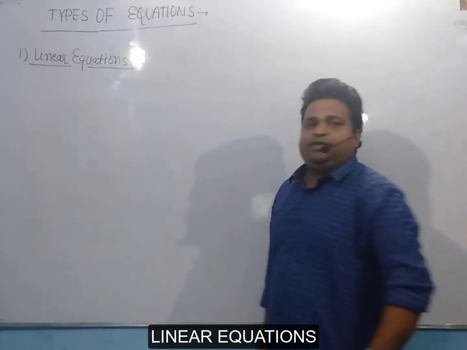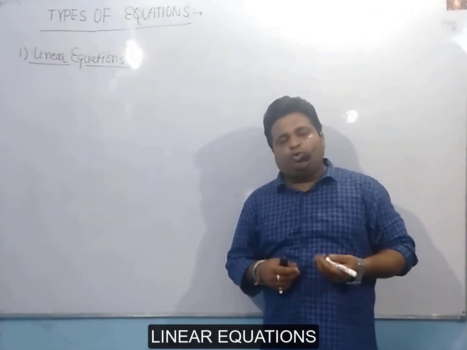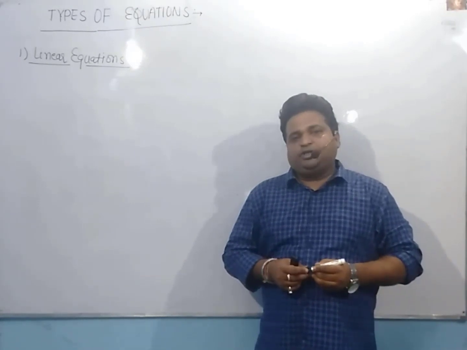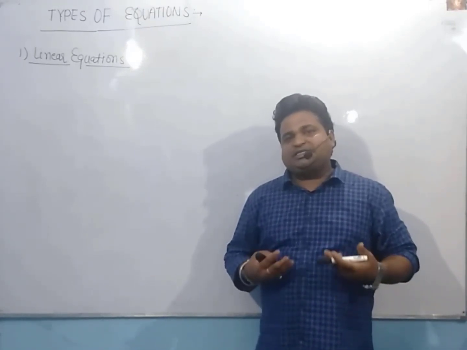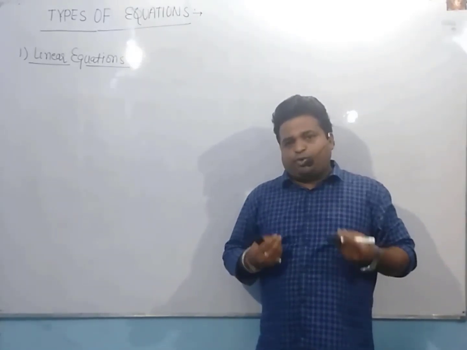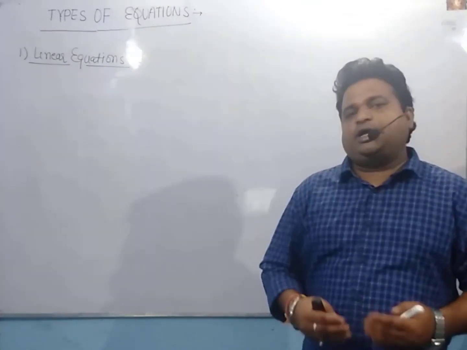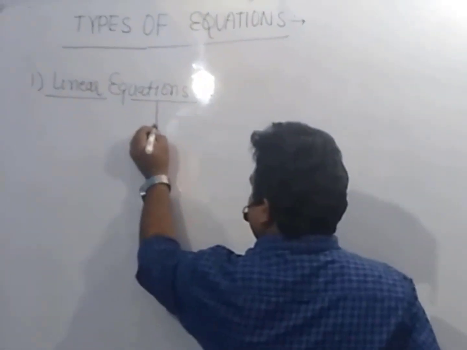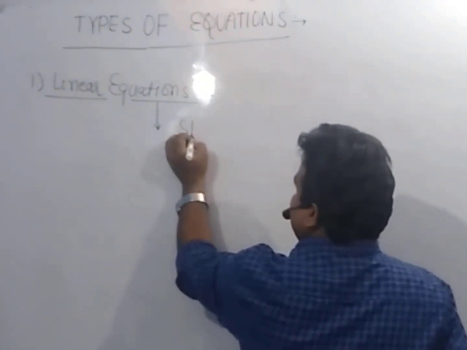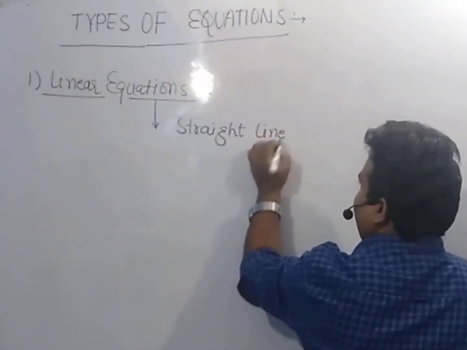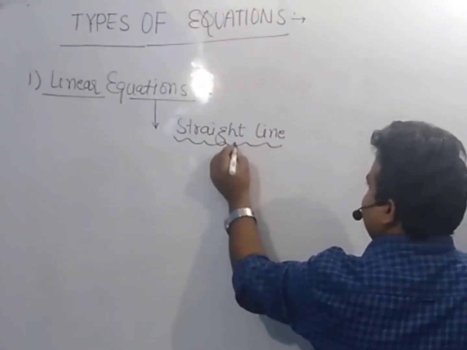Linear equations होता क्या है? So it is an equation between two variables that give a straight line when plotted on a graph. Linear means straight, and it is an equation between two variables that give a straight line when plotted on a graph. So in this case, you will get a straight line.